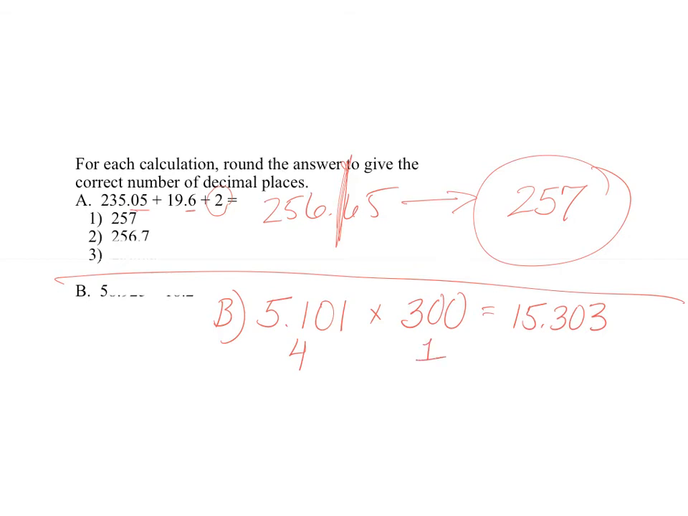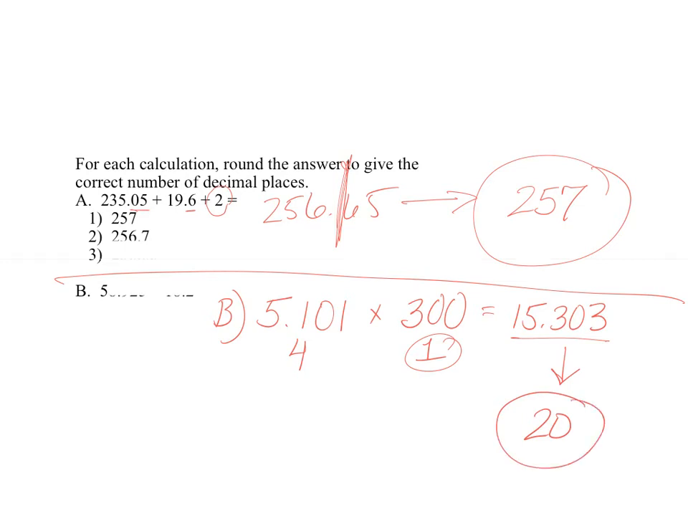5.101 has 4 sig figs. 300 only has 1. Notice no decimal, the ending zeros, no count. So 4 versus 1, 1 is the lower number, the fewest sig figs. So this answer, when I report it as my final answer, can only have 1 sig fig. Ooh, this one's going to be tricky. Do you know what 15.303 is going to be reported as the final answer?